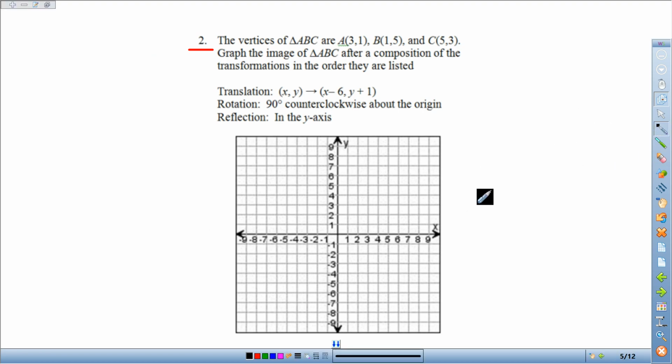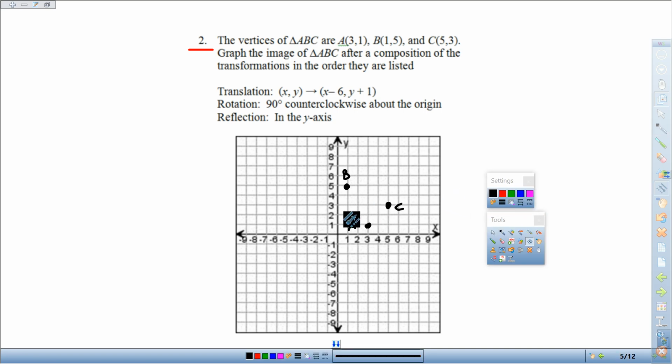Okay, so first thing on all of these problems is they're going to be giving you some original coordinates. That is the first thing. Get those on your graph. So let's go ahead and do it. A is at 3, 1. So there's A. B is at 1, 5. And C is at 5, 3. All right, so easy enough. There is that.